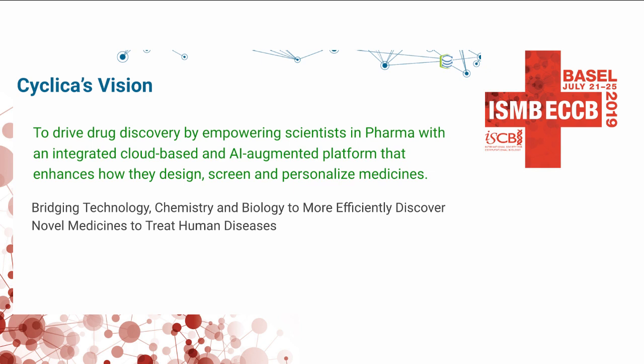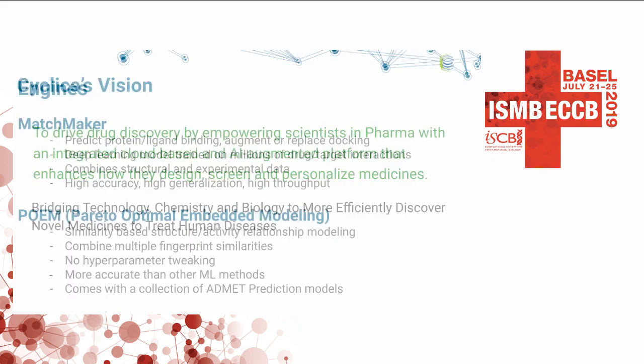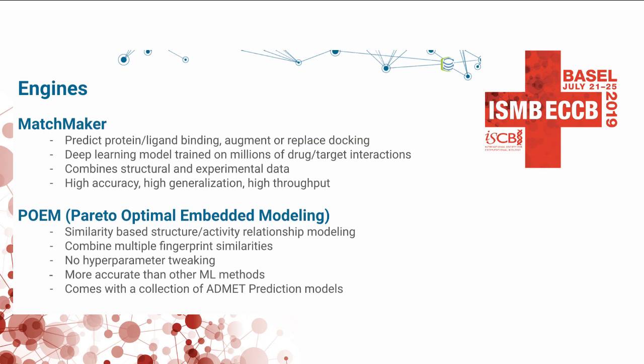Cyclica is a Toronto-based company. We are using artificial intelligence to do drug discovery and to reshape the process of drug discovery to make it more computational. We are working on two machine learning engines. One of them is Matchmaker, which we use to predict the binding of drugs to proteins, basically doing drug-target interaction prediction. The other one is Poem, a supervised machine learning approach that we use for predicting the pharmacokinetic properties of the drug.